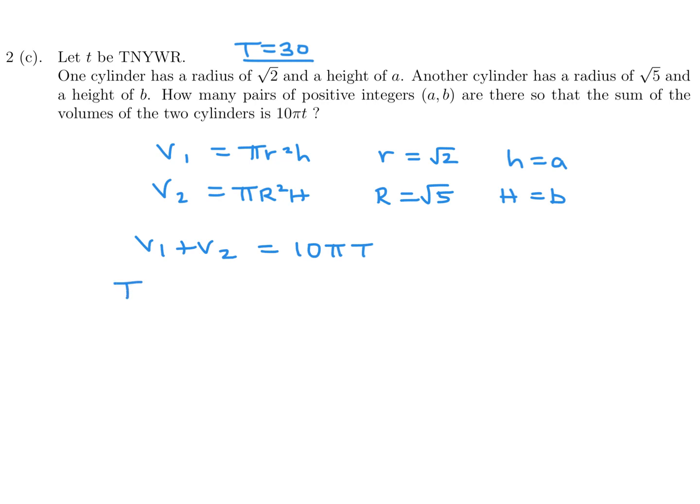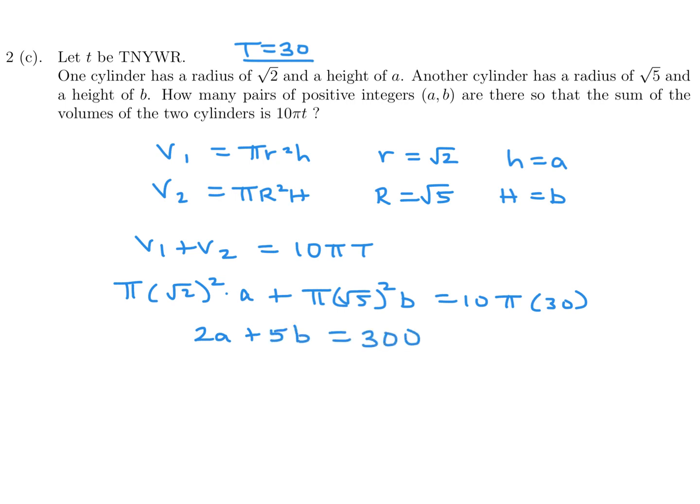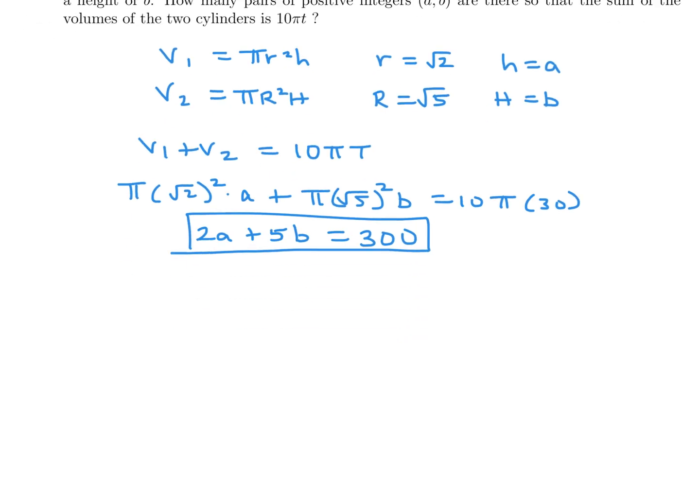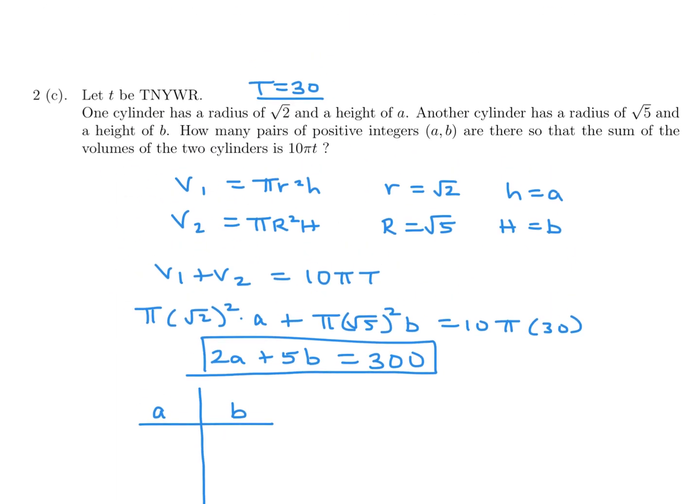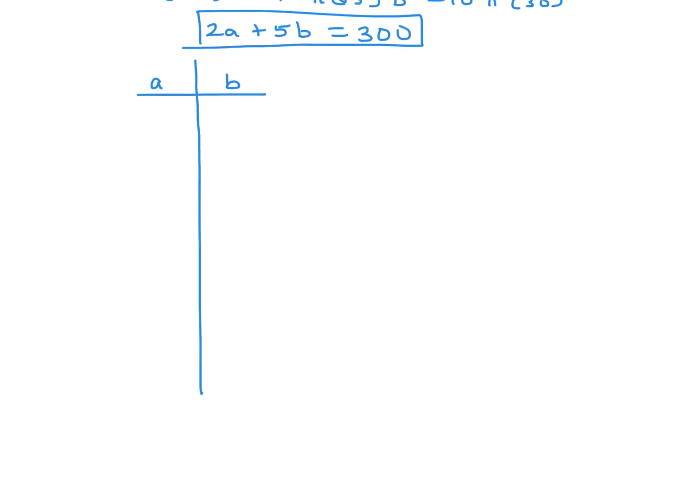All right, so let's plug everything in. V1 is pi root 2 squared a, V2 is pi root 5 squared b, and then 10 pi, and t is 30. The pi's all disappear since we can just divide through by pi. So this will be 2a plus 5b is equal to 300. Now we just have to find integer solutions to that. So let's make a table, a and b, and let's see what happens. What are our criteria for a and b? They're positive integers, that's it. There's no other parameter other than the fact that they're positive.